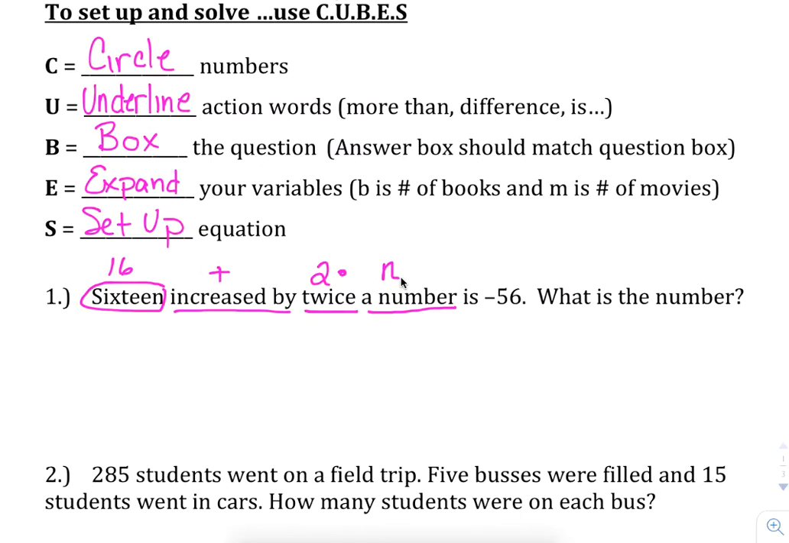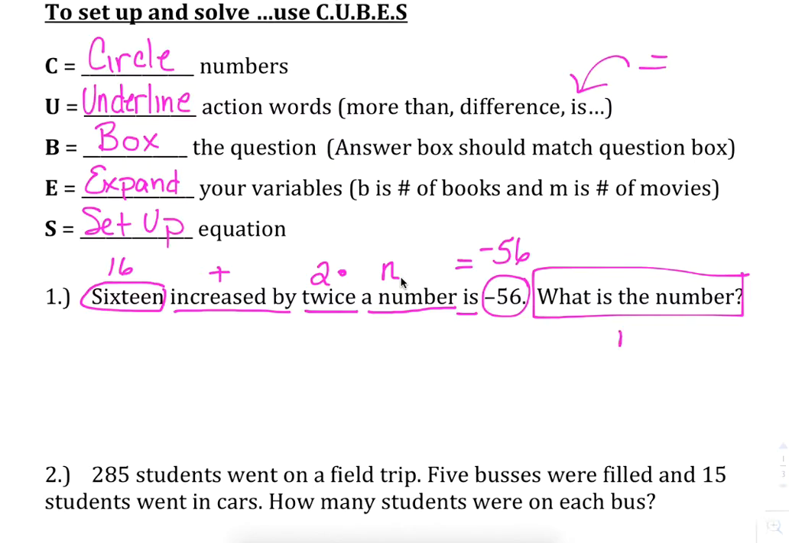The next action is the word is. If I say the answer is 15 or the answer is negative 56, is your equal sign. It always will be. So I'm going to go ahead and put that up here as a note. Is negative 56 is a number, so I circled it. My box is going to go around what is the number, because that's my question. I want to make sure that I know what I'm answering, so I know what my variable is. In this case, n is my number.